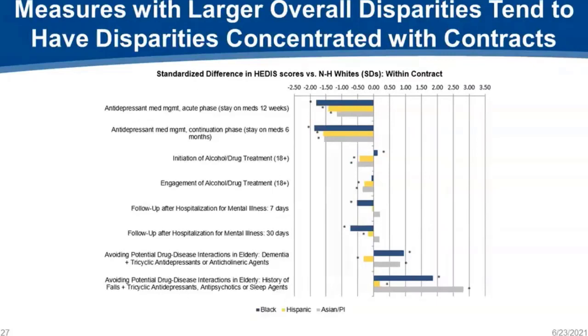And then here, we looked just at the differences within the same contracts. And you can see that this graph looks a lot like the previous one. In other words, the patterns that we see overall are largely concentrated in the same contract. So it's not, for example, that Asian, Black, and Hispanic beneficiaries are primarily enrolled in contracts that do a poor job on antidepressant medication management. Rather, it's that they're receiving worse care by those measures in the same contracts than non-Hispanic white beneficiaries. And so this again is just an example of the sort of comparisons that you can make using this data.